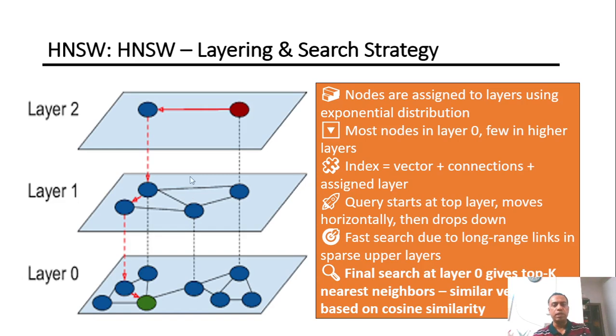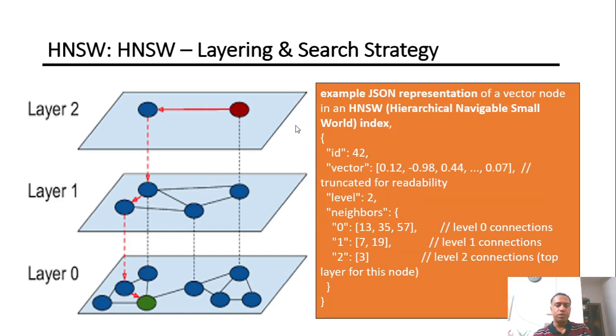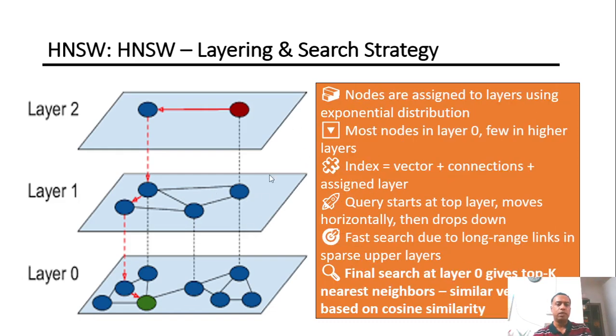Let's see what that looks like. Here is a JSON representation of what an index would look like. It will have the unique ID, it will have the vector. This tells you how many levels there are, and in each of those levels, what the neighbors are. So this is what your index actually looks like. The index is your vector plus the connections plus the assigned layer.